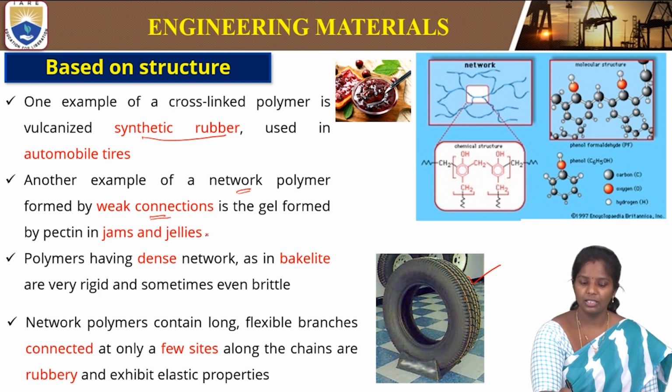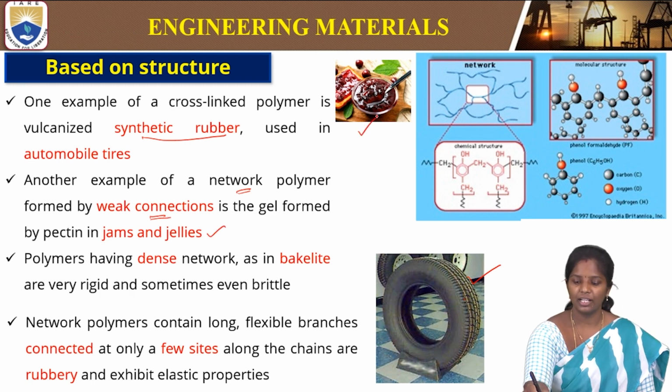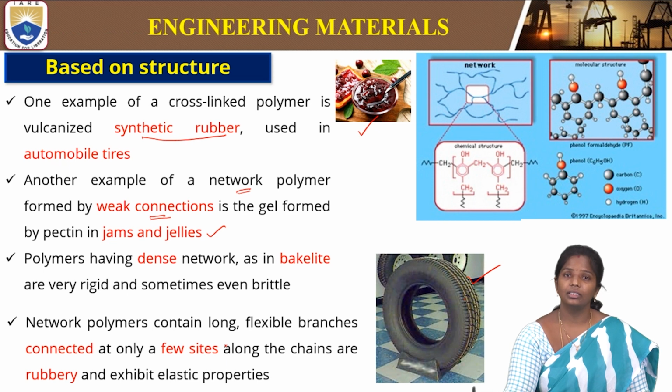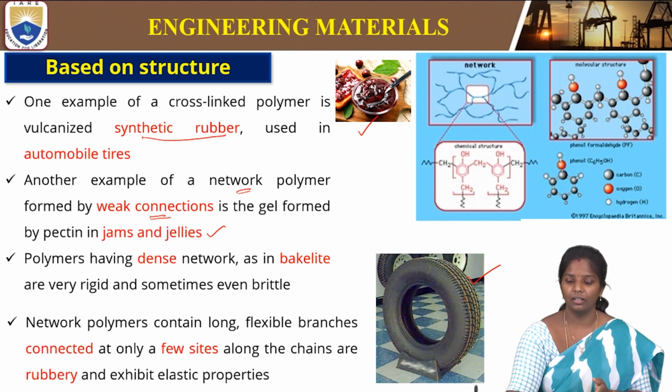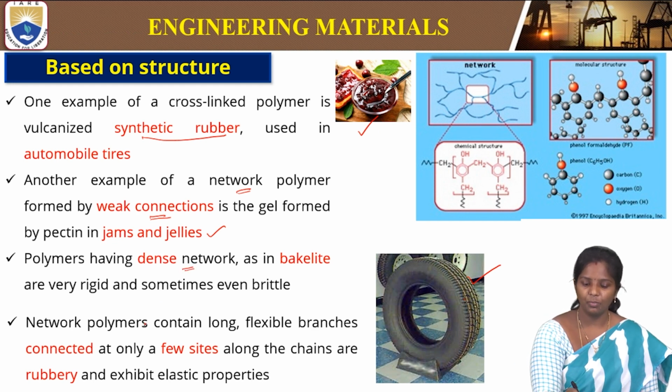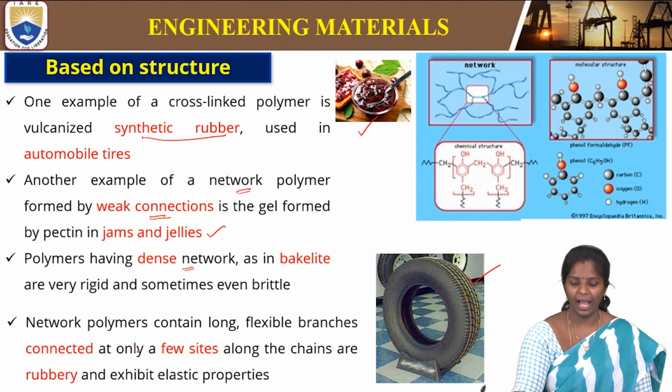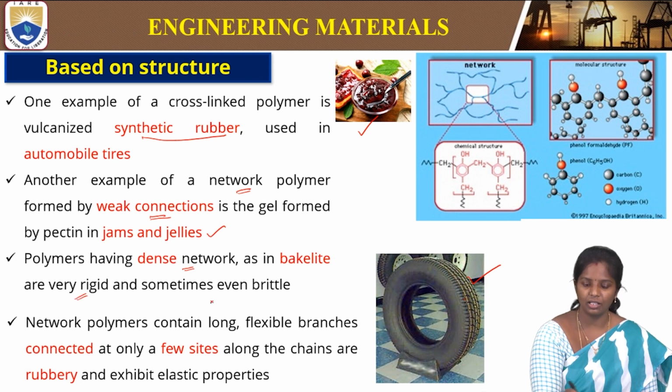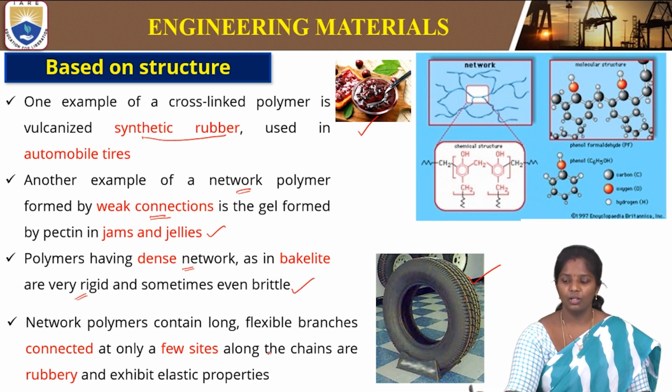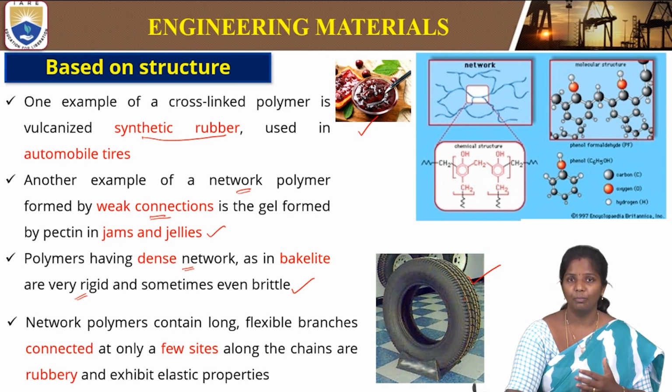The weak connection example is jams and jellies. If we look at the naturally occurring ones, jams and jellies have weak connections. Therefore, they form a jelly-like substance. And polymers having a dense network, as in bakelite, are very rigid and sometimes even brittle. So bakelite is again a good example wherein it forms a dense network of polymer bonding.